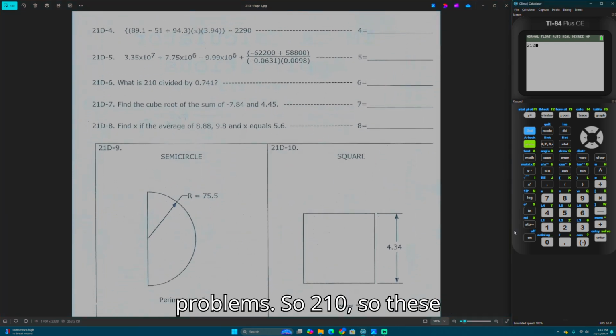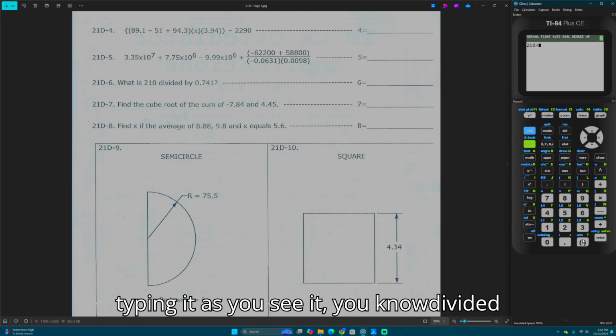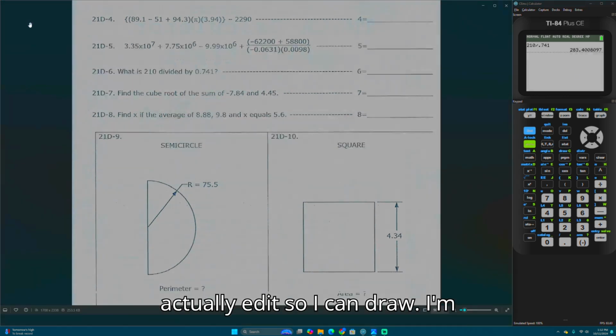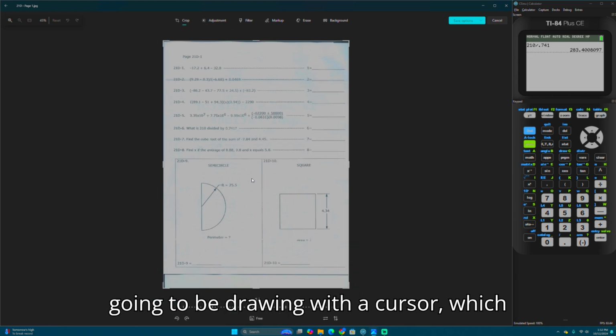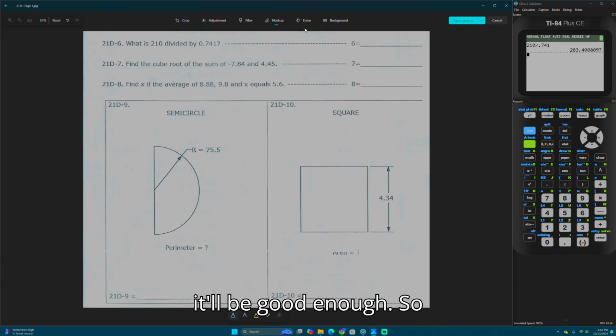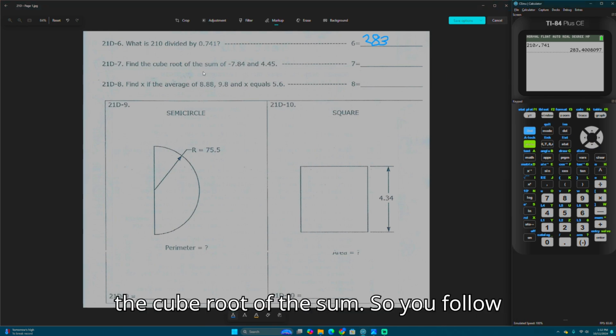So 210. These first couple pages are just going to be typing it as you see it, divided by 0.741, you get your answer. Let me actually edit so I can draw. I'm going to be drawing with a cursor, which is never good, but it'll be good enough. So 283. That's your answer.